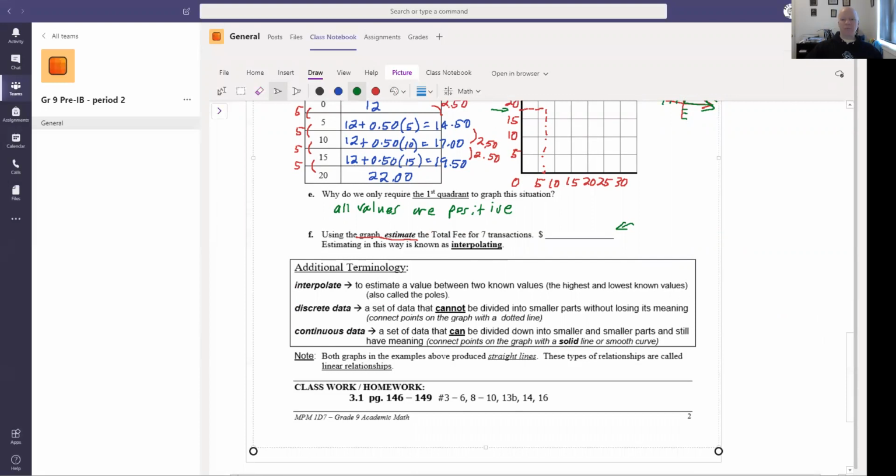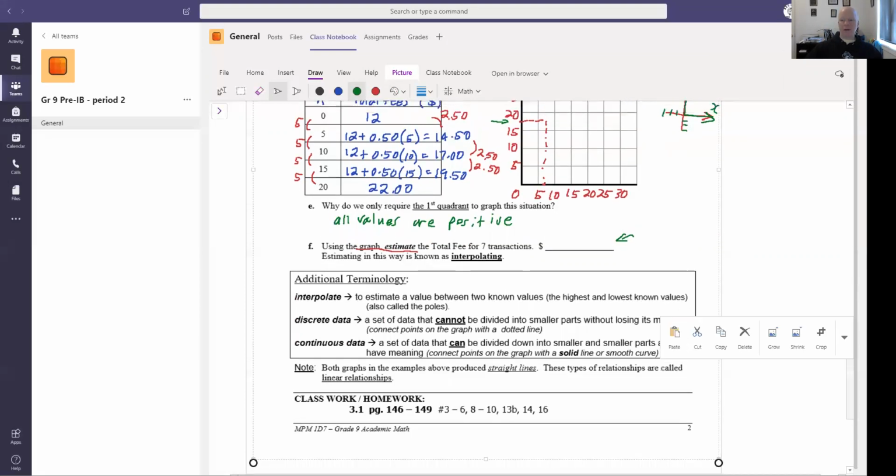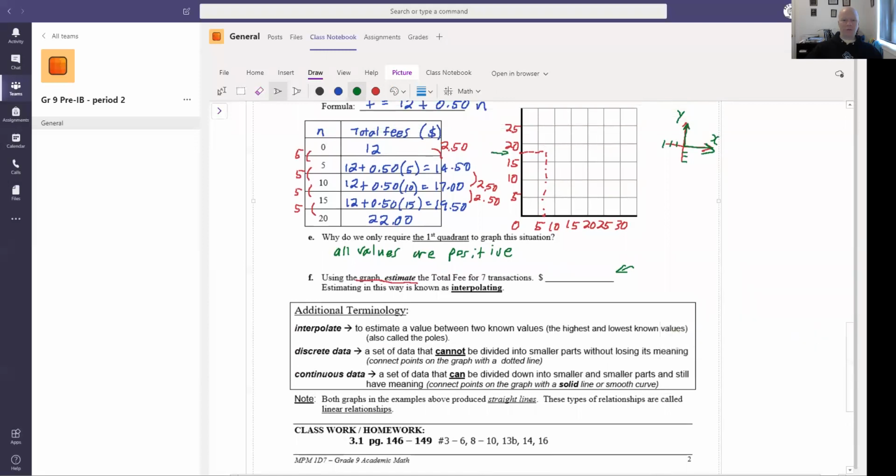interpolating. So there's always values that are low values and high values of your table of values. So the lowest value in the horizontal axis is 0. The highest value is 20. So these create what are called poles. So we've got a pole here at 0, and we've got a pole here at 20. Okay? And those sort of dictate where all your points are going to be plotted. So between 0 and 20. So those are the 2 poles.